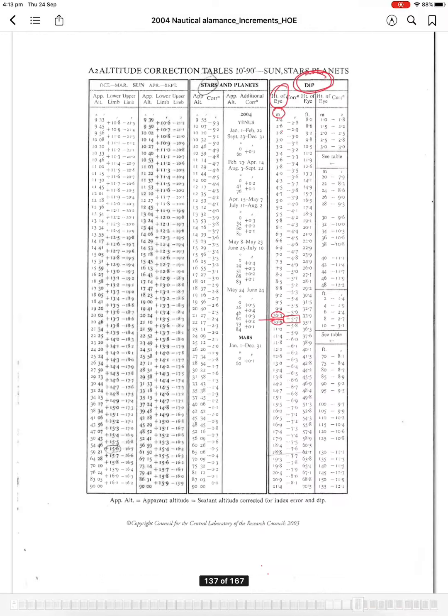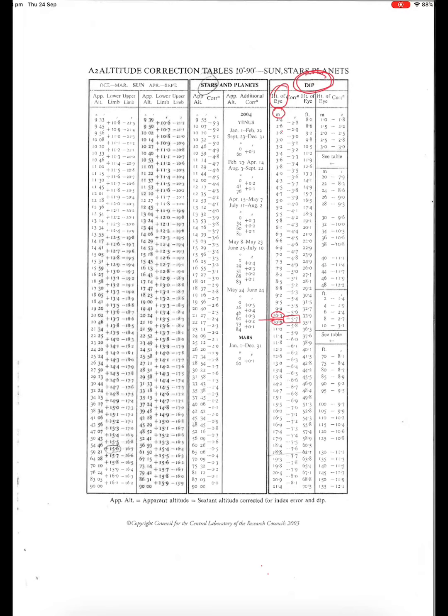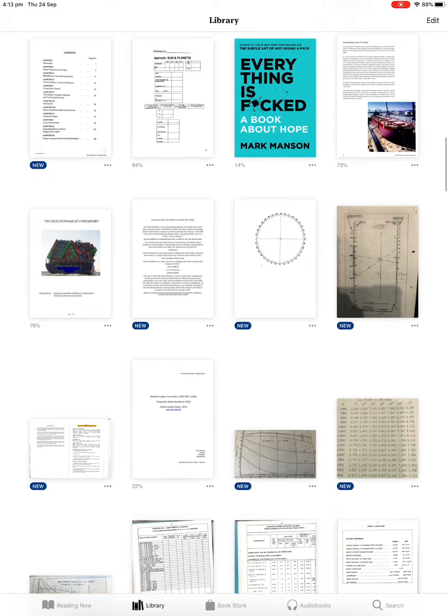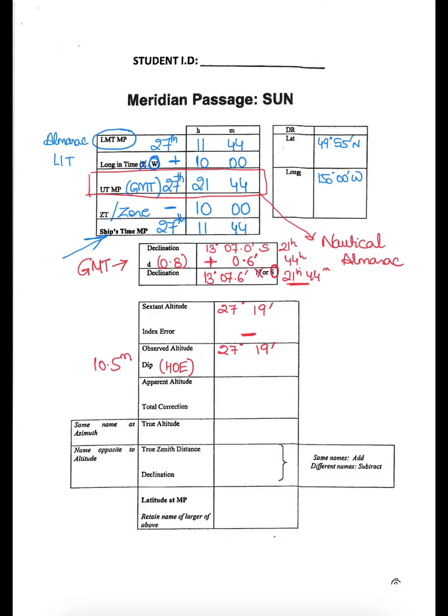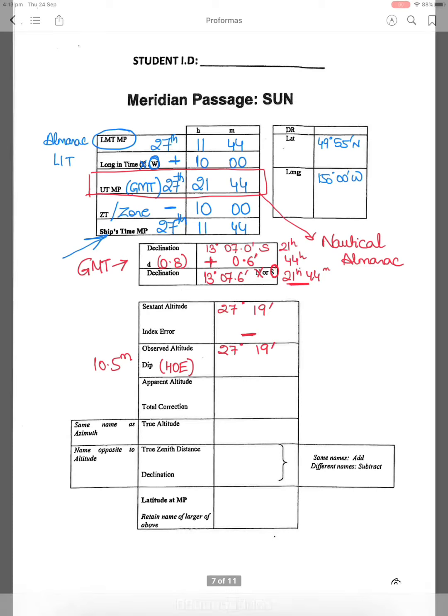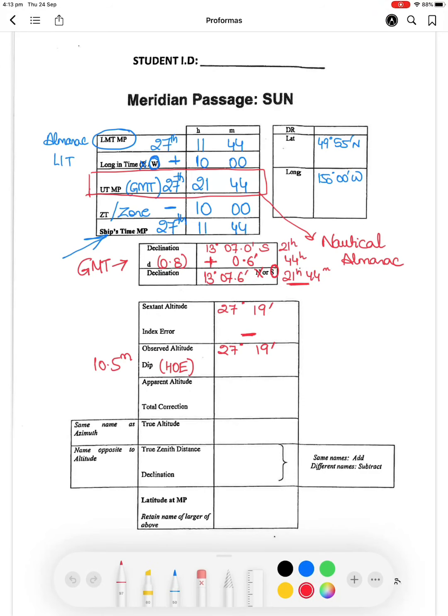All right, so this is the correction I will take, and I will go back to the proforma, and I will write that in the proforma as minus 5.7. Remember that the height of eye correction is always negative. All right, never positive. So minus 5.7. So the apparent altitude becomes 27 degrees 13.3 minutes.